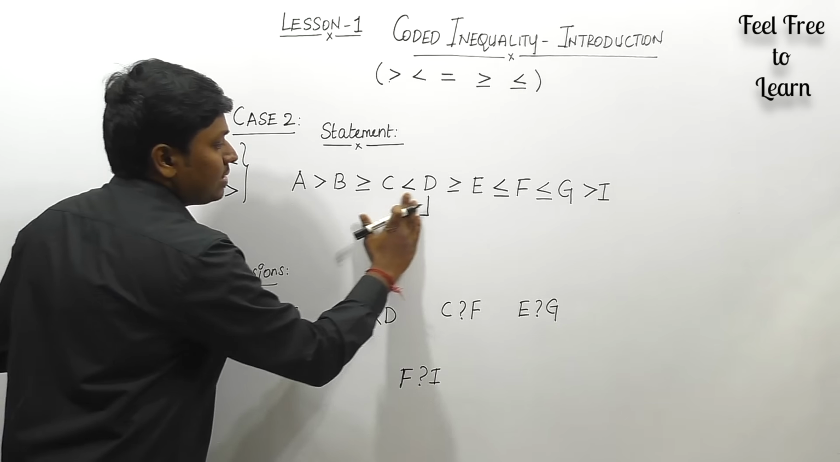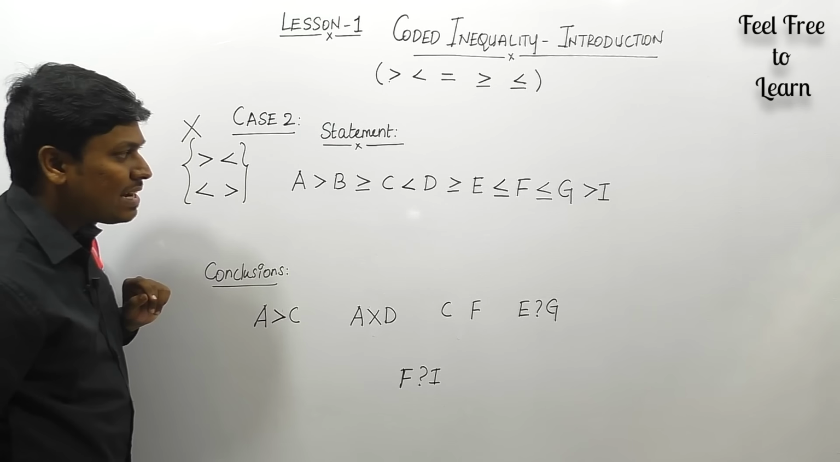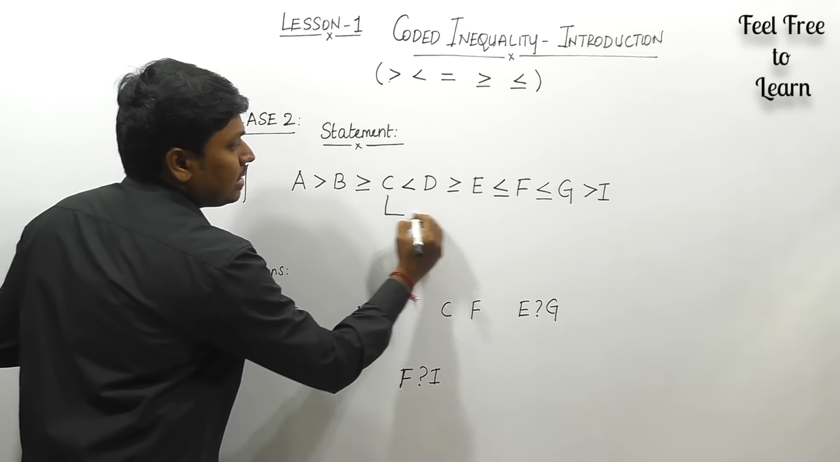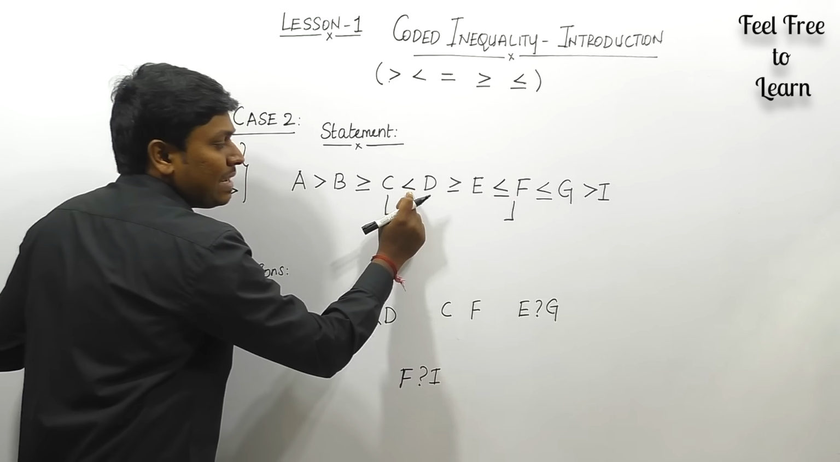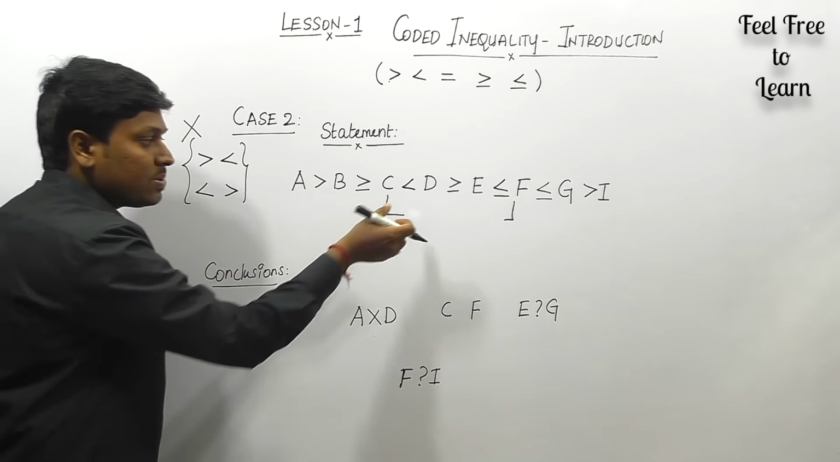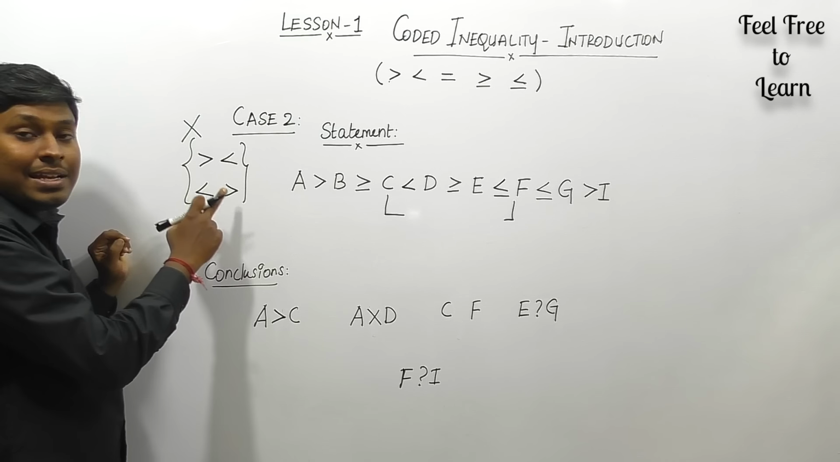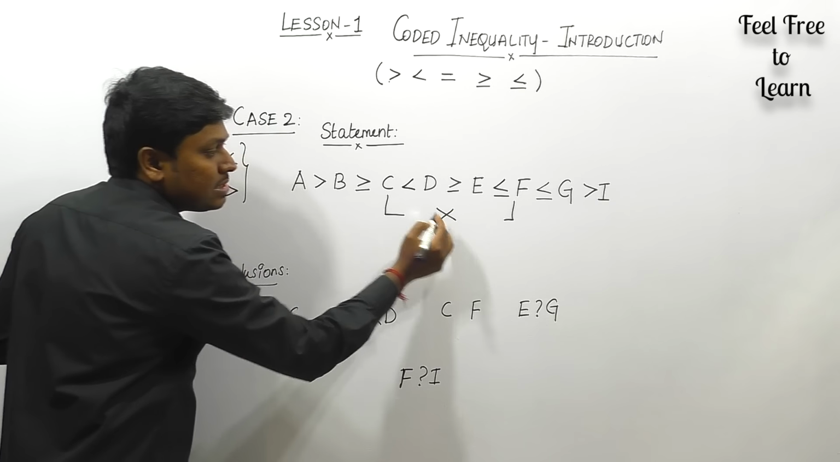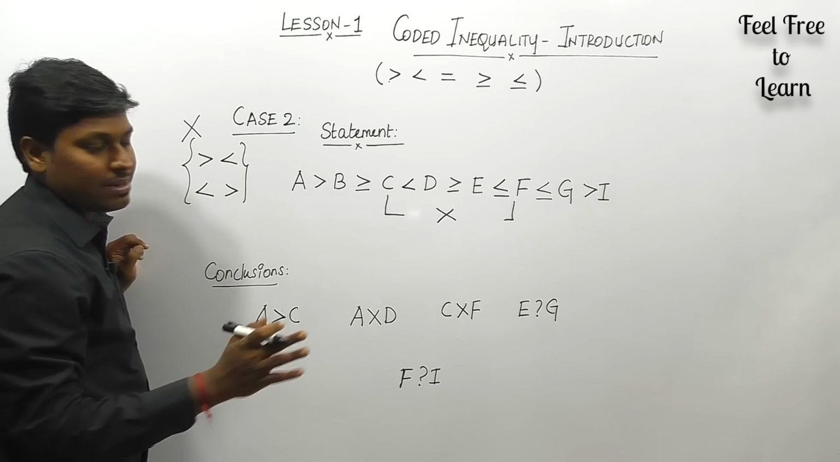So let me move on to the third case. In the third case, we need to find the relationship between C and F. So here it is C and here it is F. Similarly, while comparing C and F, we have three symbols: less than, greater than or equal to, less than or equal to. So here we got less than and greater than. If you find this case, one less than and one greater than, the relationship cannot be established. So the relationship for C and F is cannot be established.